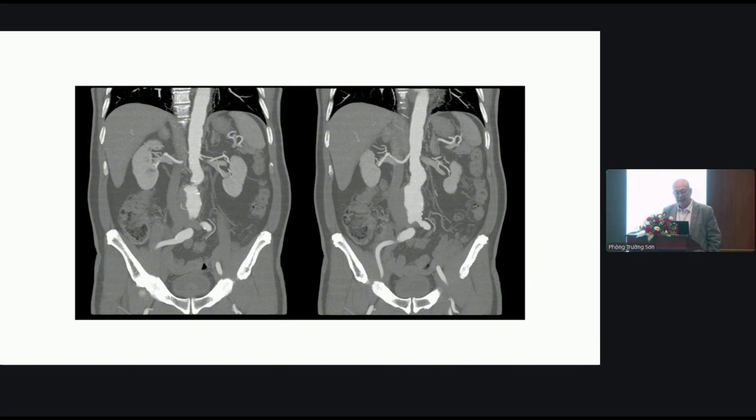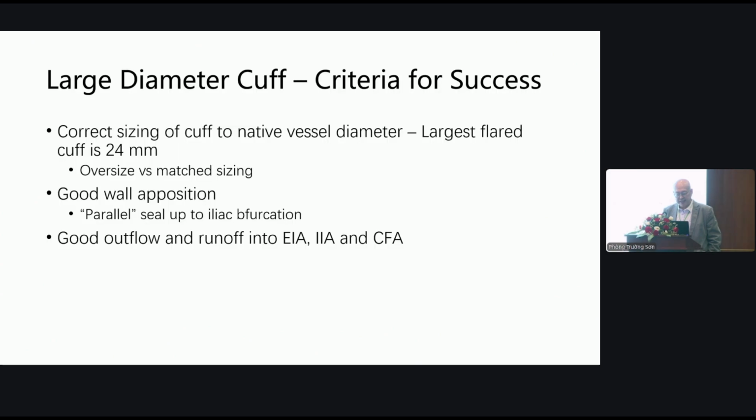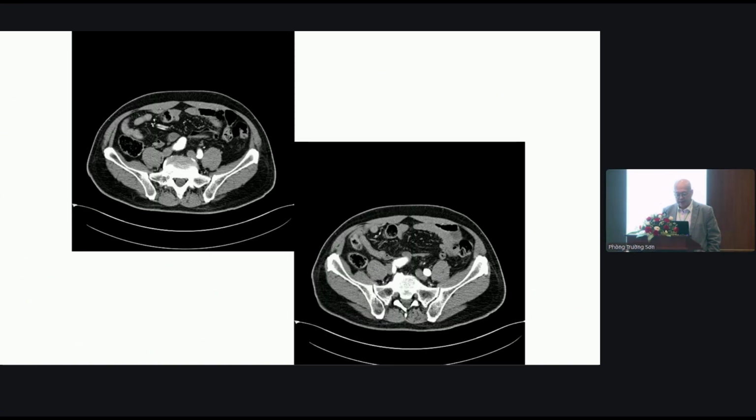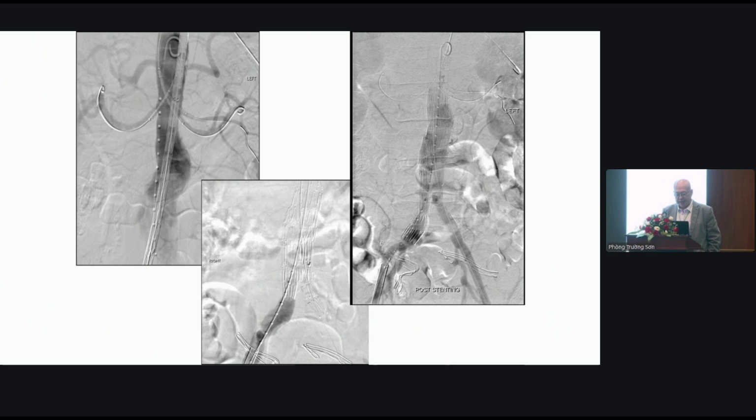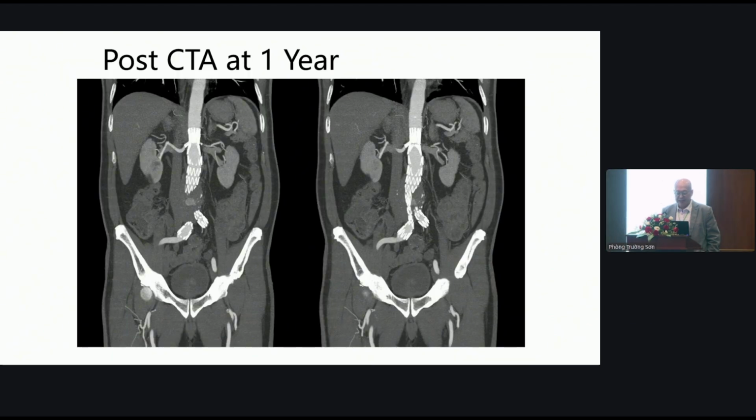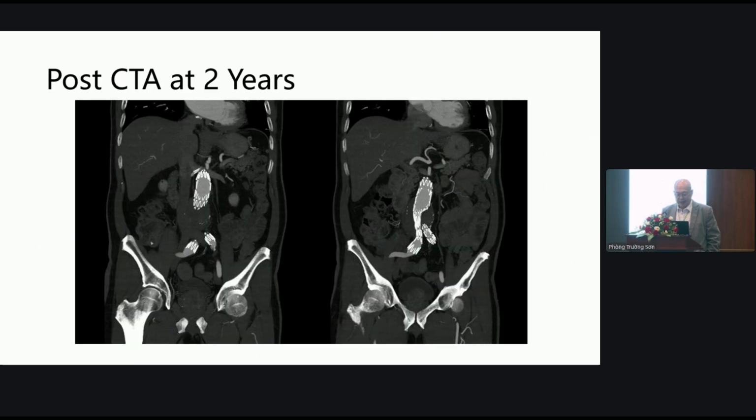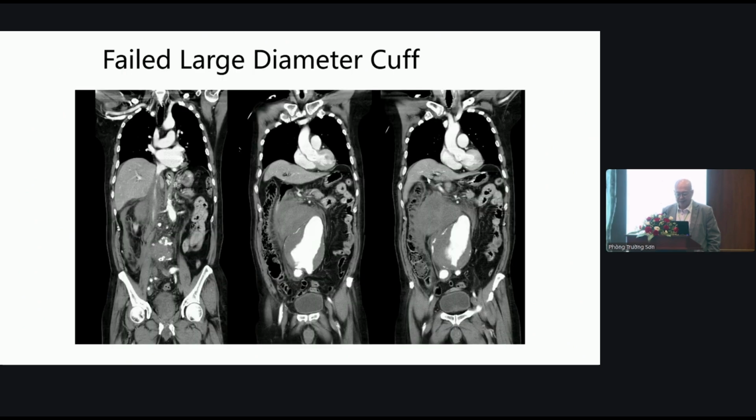So you have an iliac aneurysm as well on the right side, and you have the correct sizing of cuff to native vessel diameter. Bear in mind the largest cuff is now about 24. And ideally, you have good wall apposition, parallel sealing up to the iliac bifurcation, and good runoffs into the iliac arteries and the common femoral artery. So this is a typical case where you sit well, it looks well, and all ends well. And 1 year later, it still looks very well. And 2 years later, it still looks very well.